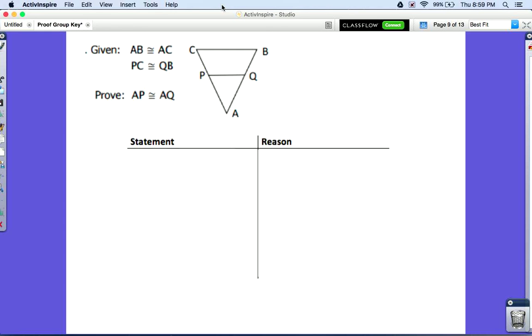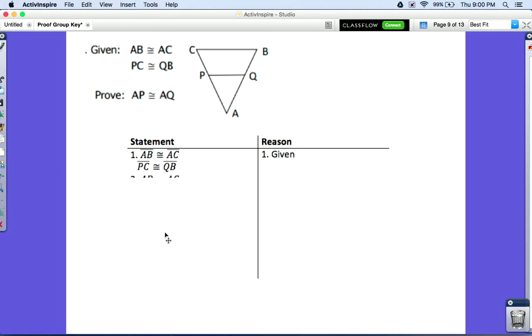I think that this problem tends to intimidate students because it's actually drawn in the shape of a triangle, but it doesn't actually change the problem at all. We could have drawn them as two lines that are out from each other, and it would have been the same problem. So again, starting with our givens, we have that AB is congruent to AC and that PC is congruent to QB by given.